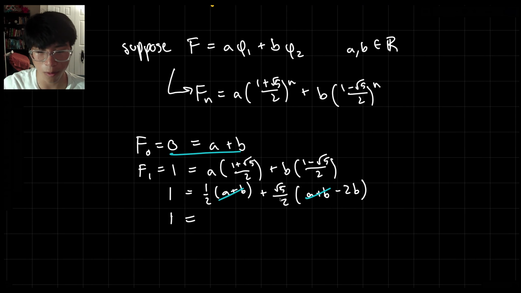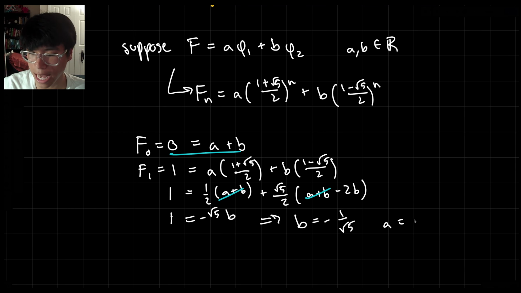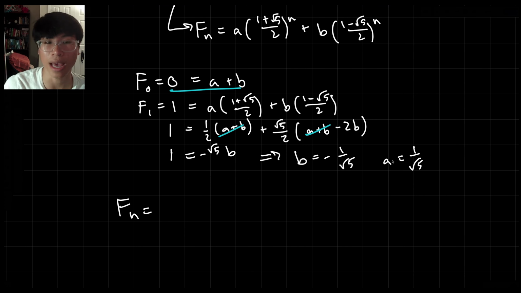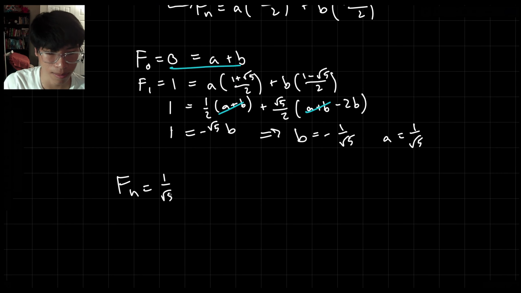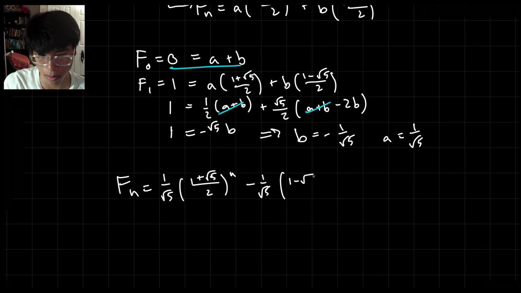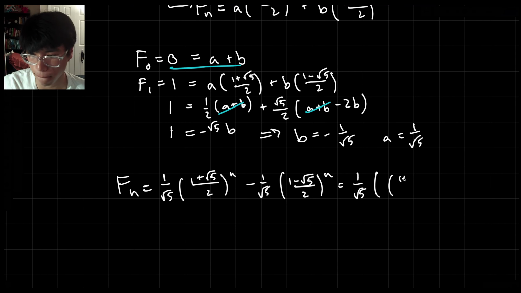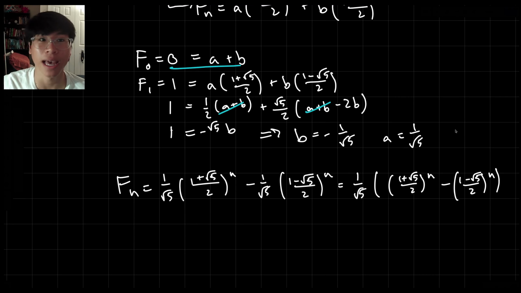Therefore, we know that 1 is equal to the negative square root of 5 times b. This implies that b is equal to negative 1 over the square root of 5. And because a plus b must be 0, a is the additive inverse, that is, positive 1 divided by the square root of 5. Now all we need to do is substitute a and b back into the formula for which a phi1 plus b phi2 gave us. We get, which is simply, and this is precisely the closed form that we started with.